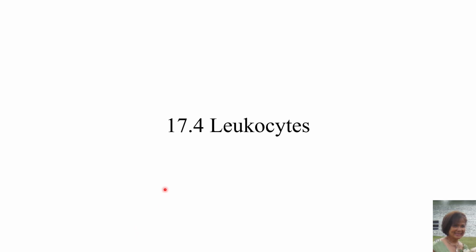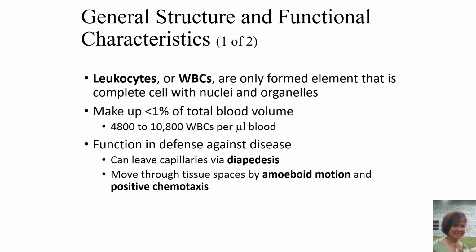Now we're going to the leukocytes, or the white blood cells. White blood cells are the only formed elements that are complete. They have cell nuclei and other organelles inside them, but not that much. Our blood is red because of the red blood cells. If the white blood cells were much more in number, then our blood would be white, not red. So you know that the blood is made up mostly of red blood cells.